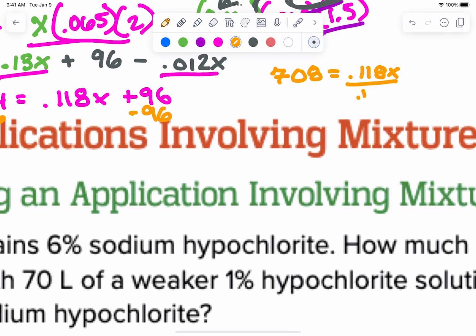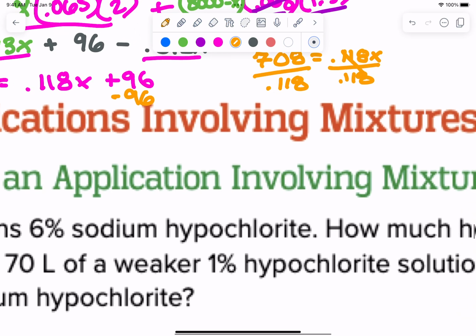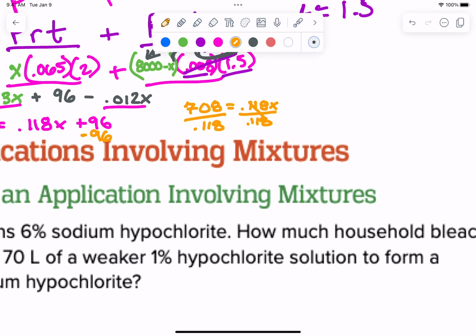Divided by 0.118. 6,000. Is it exactly 6,000? That's what I got. That's exactly 6,000? Let's see. Yes, I love it. 6,000, perfect. Okay, so let's talk about what that means. That means there's 2,000 in that one.